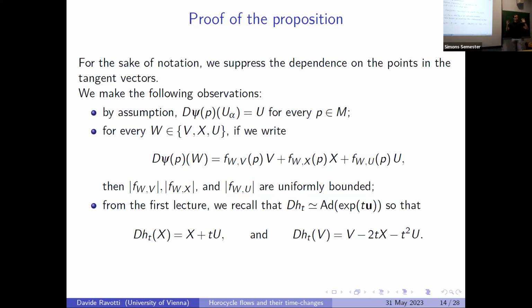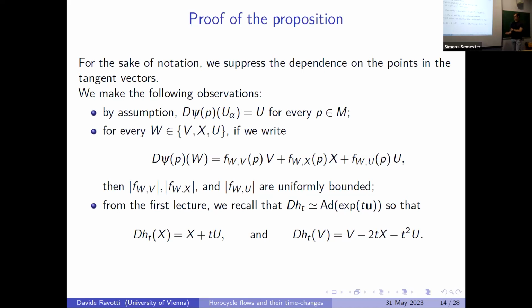But it's good to keep a geometric picture in our head. The fact that the horocycle flow is a parabolic flow comes from, or can be interpreted heuristically, at least with these relations. The shear is linear in the geodesic direction and quadratic in the other direction. So the shear between points is at most polynomial in time.